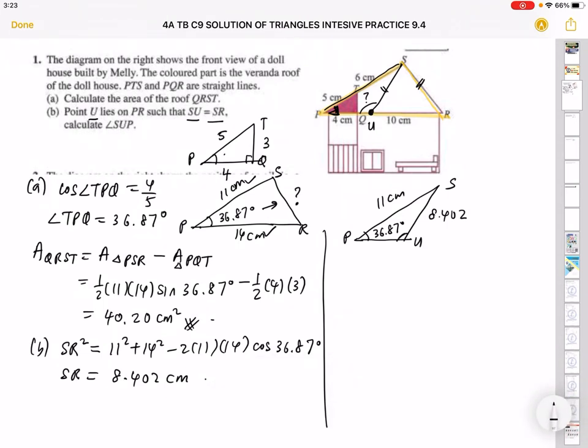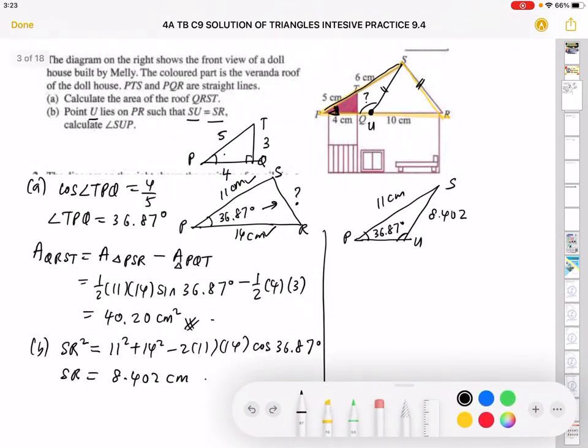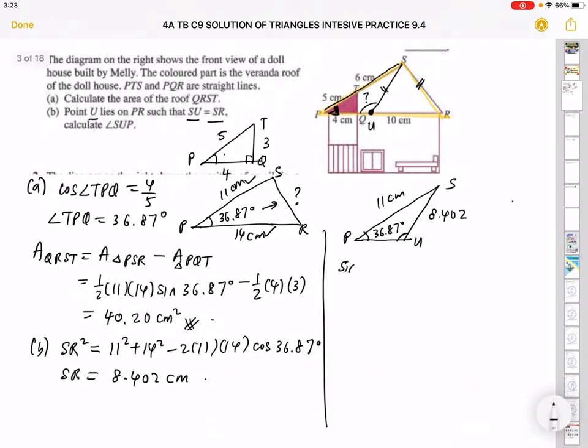we need to use sine rule. Now, the question says SUP. SUP and PUS are the same. So I'm going to use sine angle SUP divided by 11 equals sine 36.87 divided by 8.402. Use your calculator: sine 36.87 divided by 8.402 times 11. Whatever you get, you shift sine. Now, because it's an obtuse angle, you can see from here it's clearly an obtuse angle, so we need to take 180 minus 51.77.